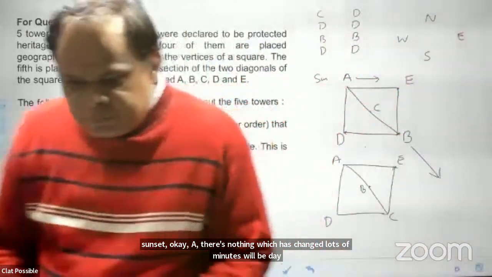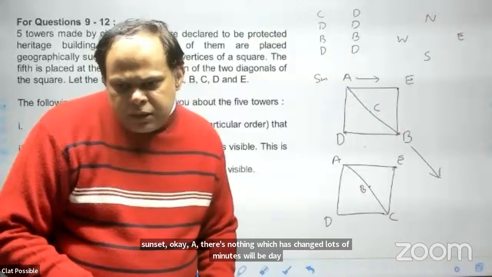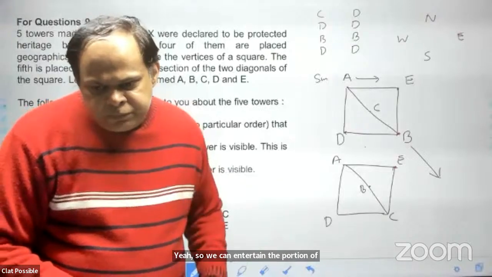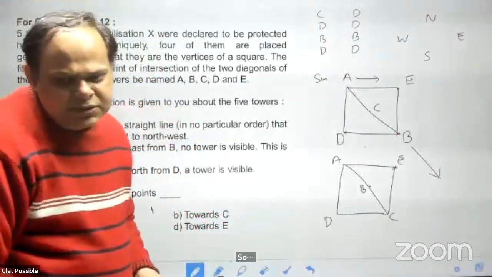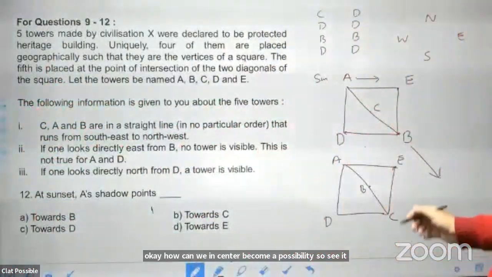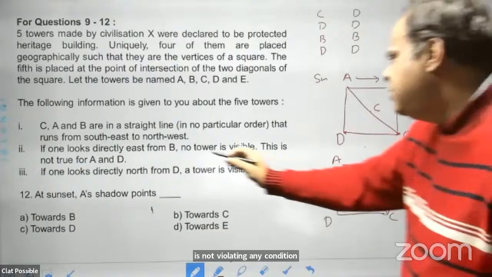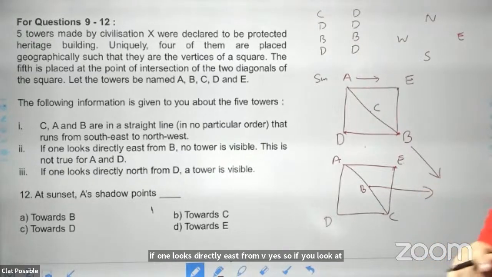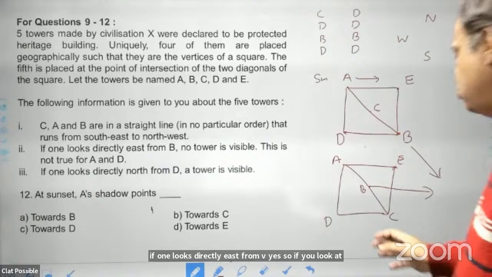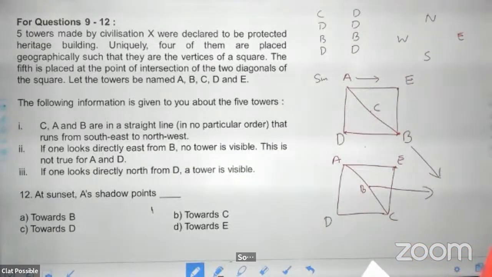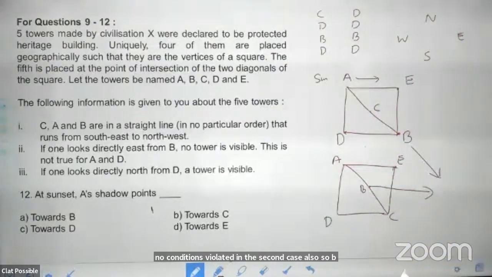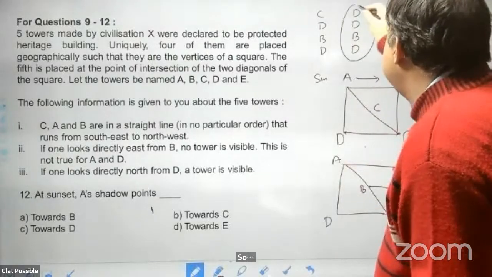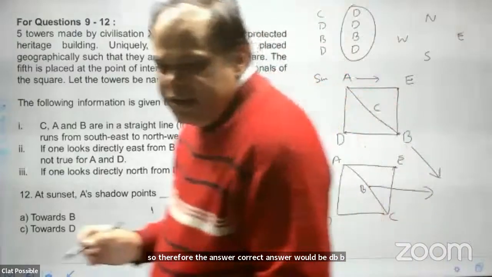So we can interchange the position of B and C. That is correct. So how can B in center become a possibility? See, it is not violating any condition. If you look at east from B, still there is no tower which is visible. So no conditions violated in the second case also. So B and C can interchange positions. Therefore the correct answer will be D, D, B, D.